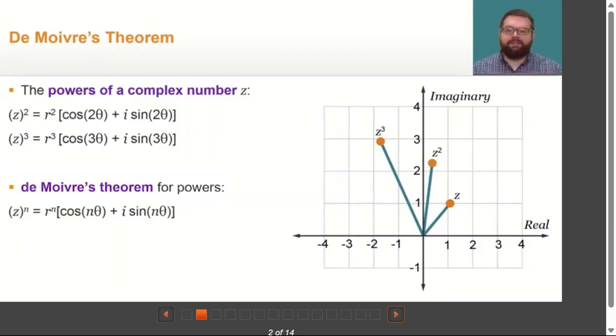Generalizing this gives us z to the nth power is equal to r to the nth power times the quantity cosine of n times theta plus i times the sine of n times theta. This is de Moivre's theorem, discovered in the early 1700s by Abraham de Moivre, a French mathematician. The rule for raising a number to the power n is to raise the modulus to the power n and multiply the arguments by n.